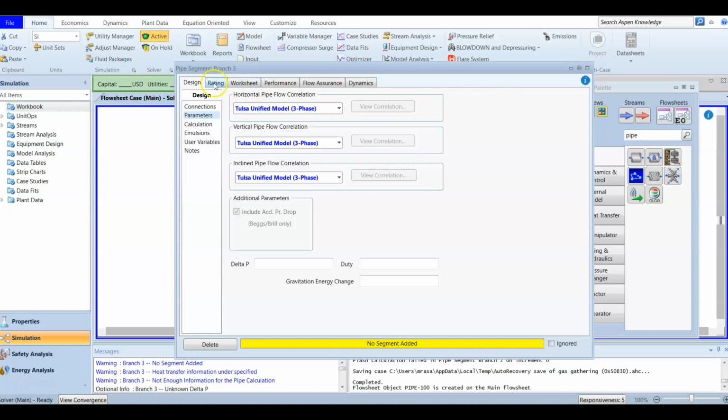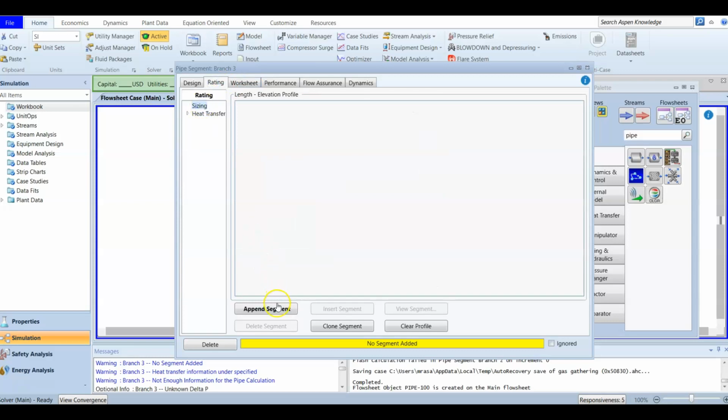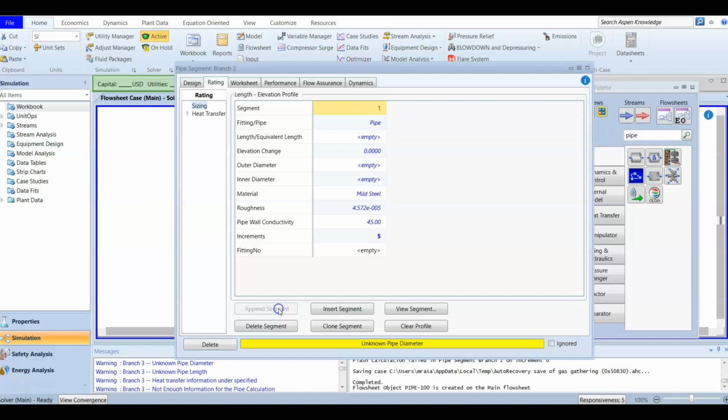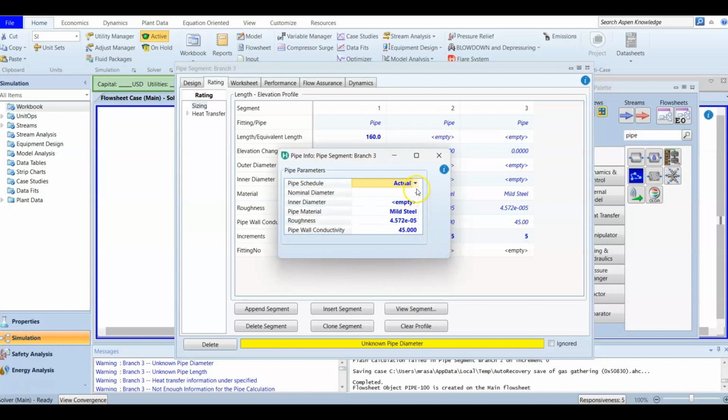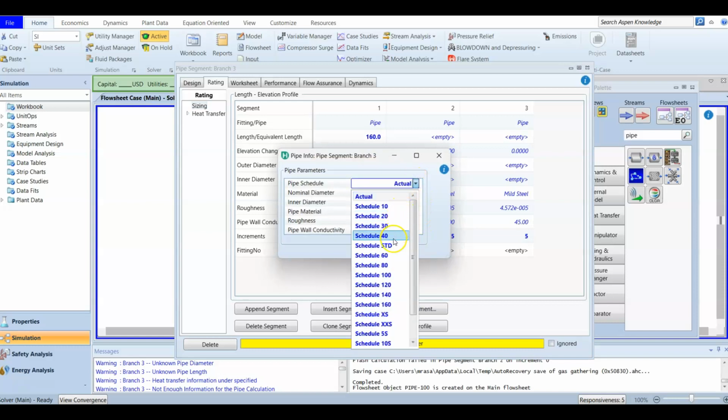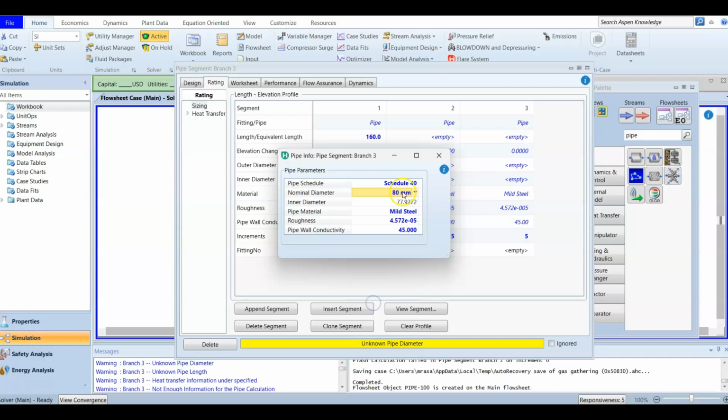In the rating, the sizing, we have information for 3 segments. So we are going to create 1, 2, 3 segments. All of these will be a pipe. The first one length is 160, and its elevation is 12.2 meters. So it's really high in the air, above the ground. So we have a nominal diameter. We will view the segment, and it's important to finish each segment separately. Okay, it's schedule 40, and we have 80. Again, we return back to 80 millimeter.